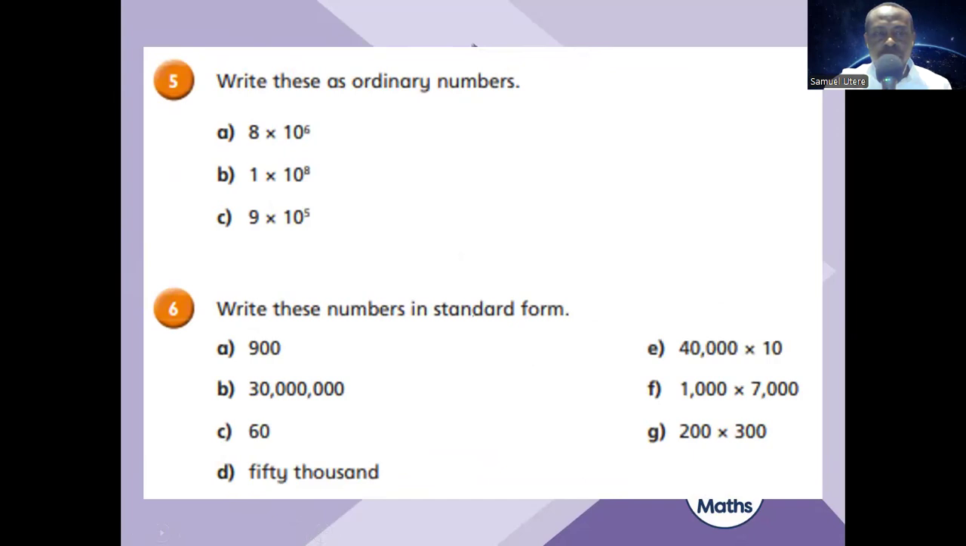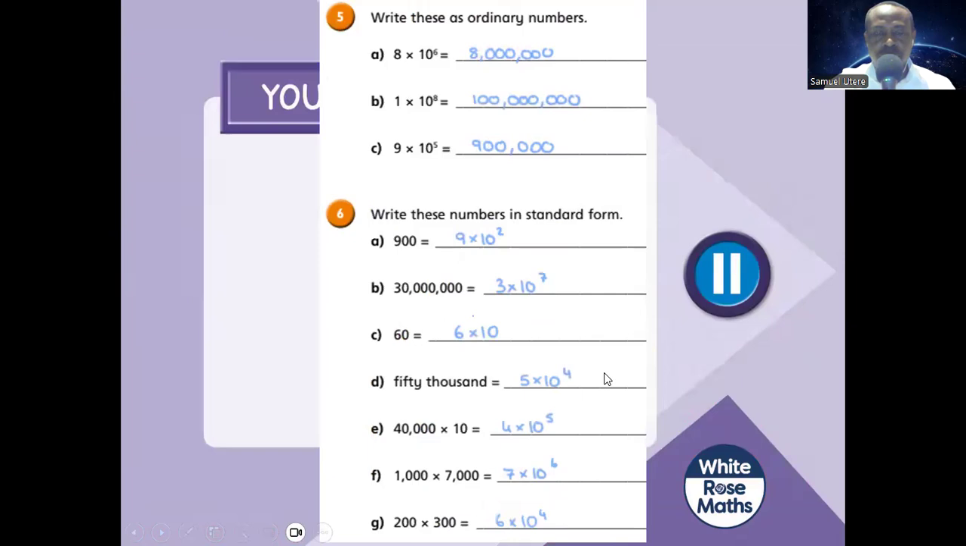Questions 5 and 6, pause the video and answer questions 5 and 6 in 5 minutes. Assuming you've paused the video and you've worked hard at these questions, here are the answers. Let's discuss them. Here, for question 5, you were asked to write these as ordinary numbers. So by now, you should know that this means 8, followed by the number of zeros there, which is 6.